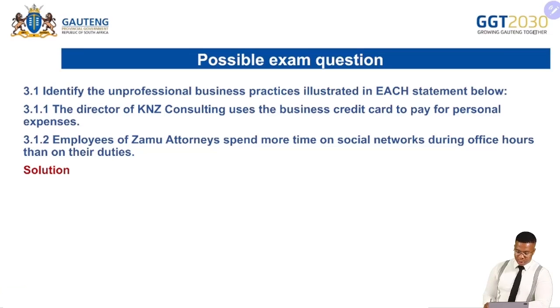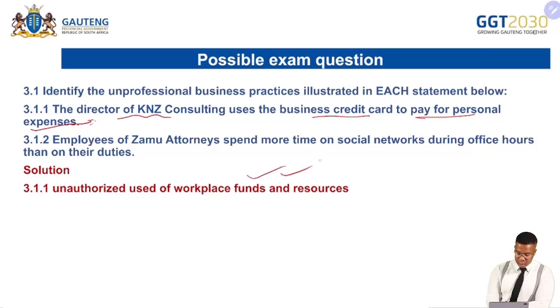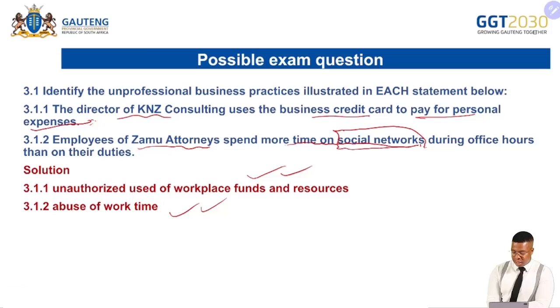Which unprofessional business practices are implicated there? The director using the business credit card to pay for their personal expenses, that is considered to be what? Unauthorized use of workplace funds and resources. So the answer there is 2 marks. Then looking into abuse of work time, because ZAMU attorneys' employees spend more time on social media, meaning they're abusing their work time. While they were supposed to be helping clients, they're busy on social media.